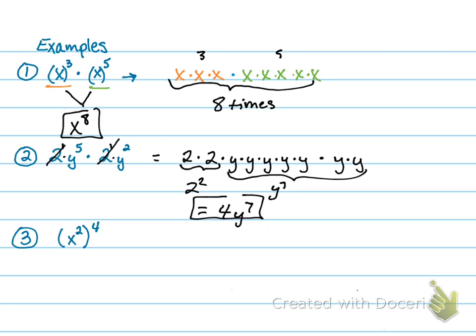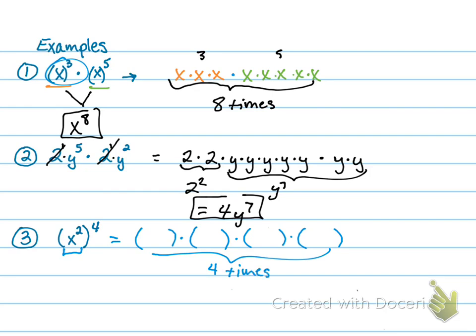Okay, so now let's think about, maybe I've got something else besides just the x in the parentheses, like I have up here. Now I get an x squared that's in parentheses. And this x squared is raised to the fourth power. We know that the fourth power means I'm taking whatever I have and multiplying it by itself a total of 4 times.